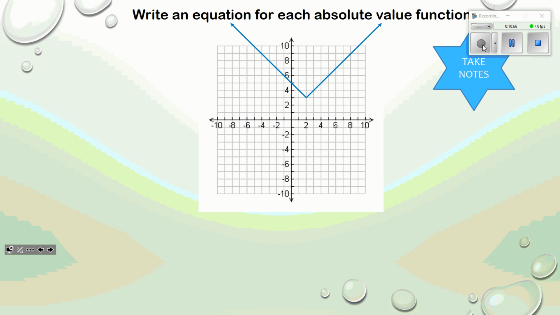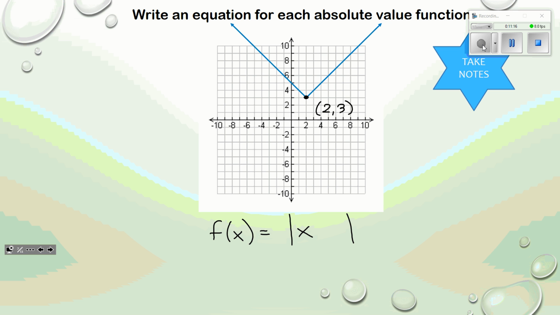So how do we write an equation? To write an equation, we're always going to start with this: f of x equals, and then you have your absolute value signs, the absolute value of x. So this is your basis. Just always start by writing this. Now we need to identify the vertex. You look up here for the vertex. The vertex is at 2, 3.